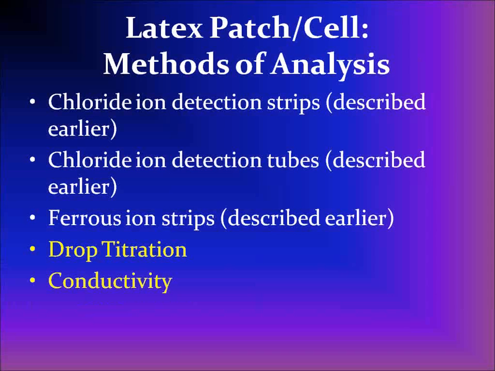Once the sample has been extracted from the surface using the patch or cell and the extraction solution, there is a selection of methods that can be used to analyze that extract. The chloride ion test strips and detection tubes that were described earlier can be used. Other methods commonly used include drop titration and conductivity meters. I'll review these procedures since they've not been described with other methods.